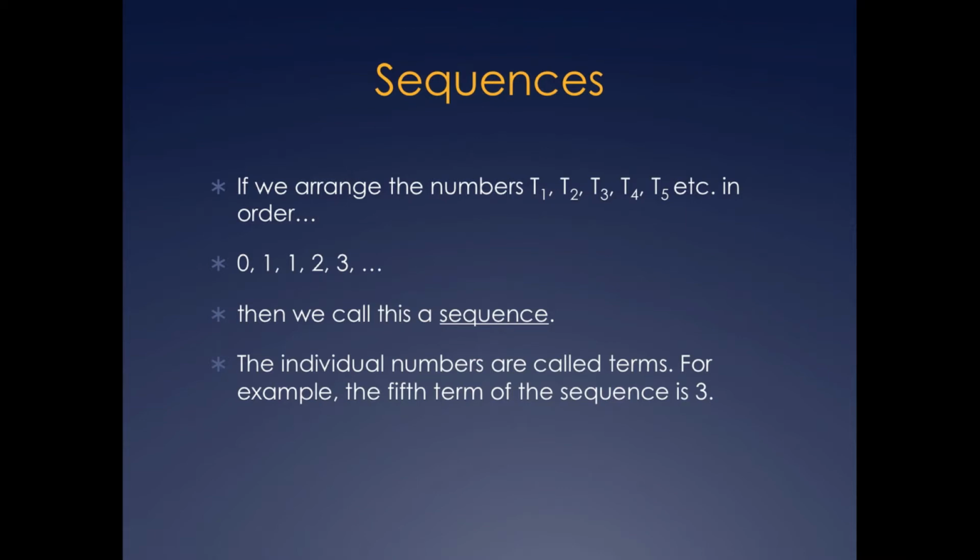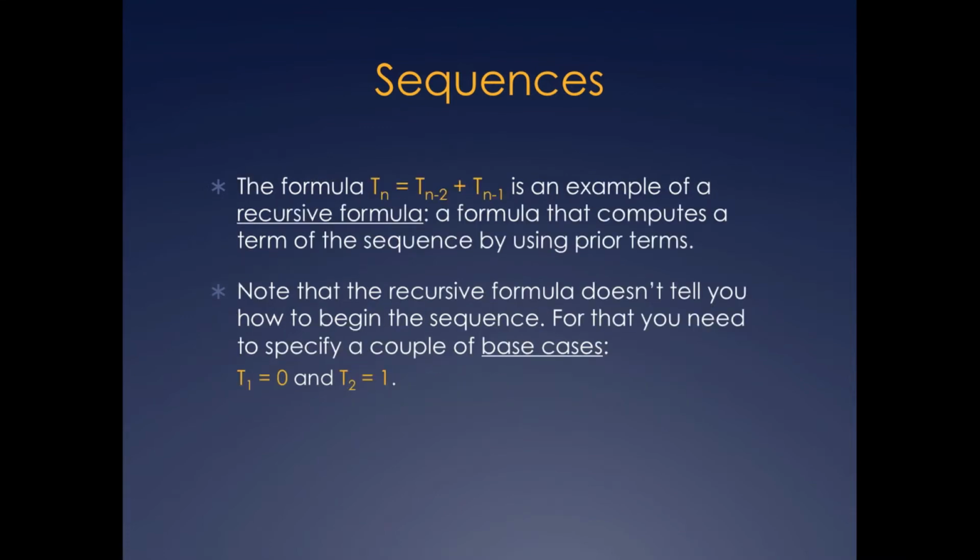If I do this, I'm going to call what I get a sequence. And the individual numbers in the sequence are called terms. For example, the fifth term of the sequence, that is to say the term in position number 5, is 3. Now we saw that we could generate that sequence by using a certain formula which said that Tn equals Tn minus 2 plus Tn minus 1. It said that you can get a term of this sequence by adding the previous two terms.